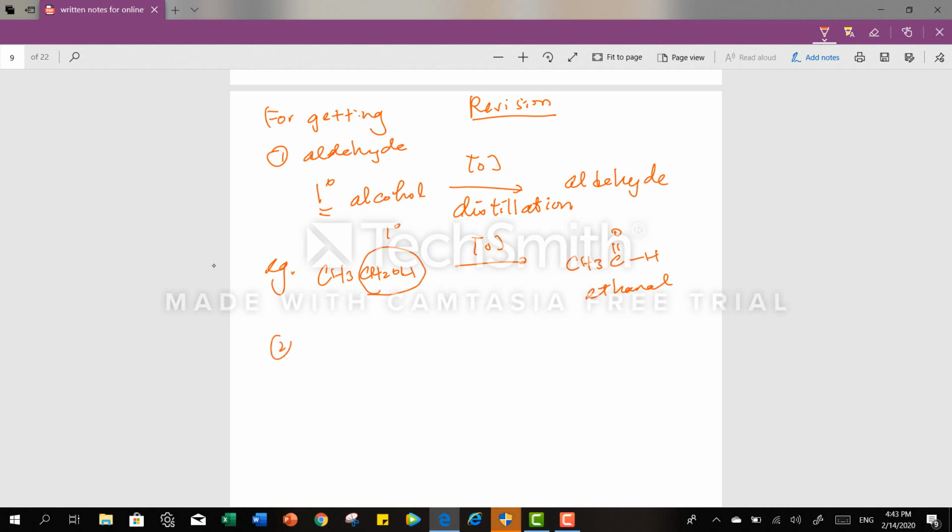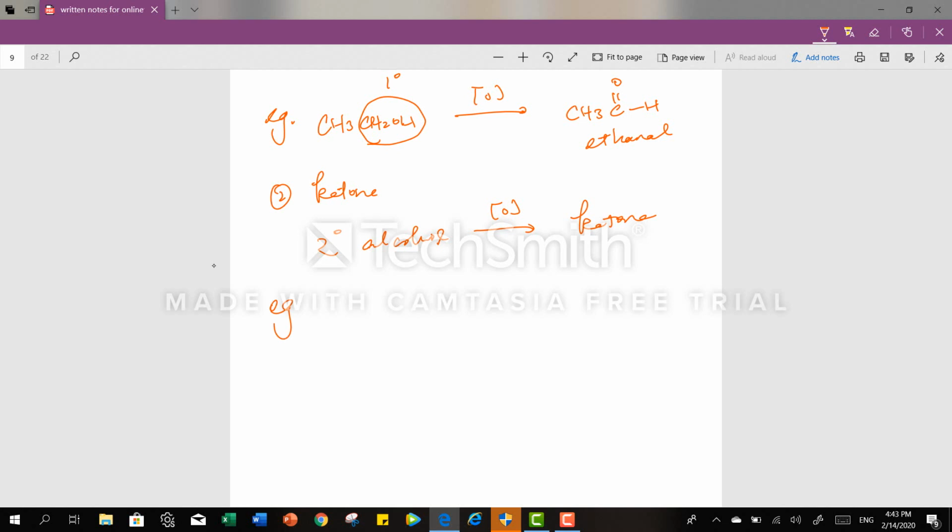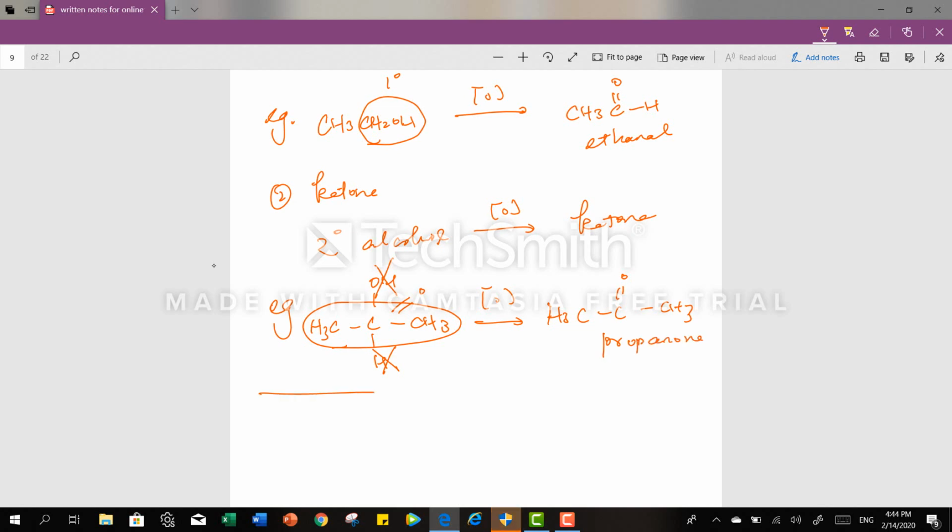However, if you want to get ketone, you need a secondary alcohol. So when you oxidize it, it becomes a ketone. For example, if you have something like that, this is propan-2-ol. If you oxidize it, this group will remain, and then you add a double bond here and take out these two, then it will become propanone. Okay, now this is what we learned yesterday.